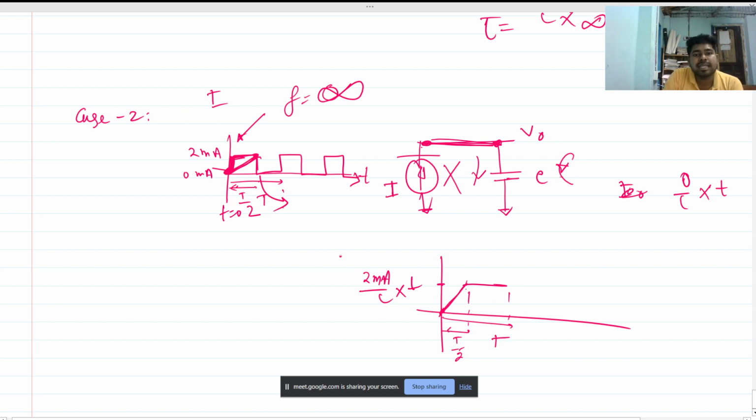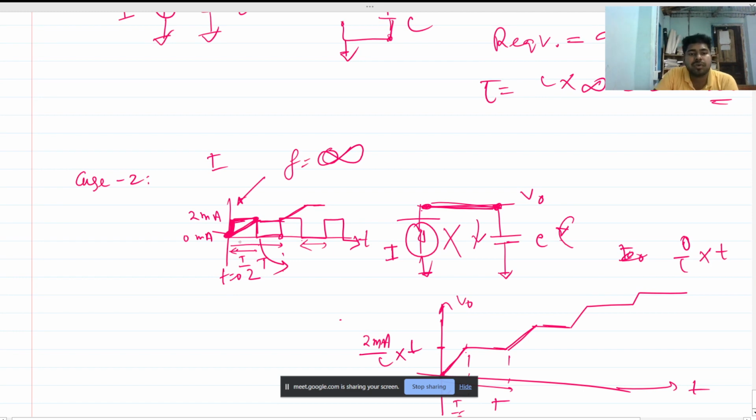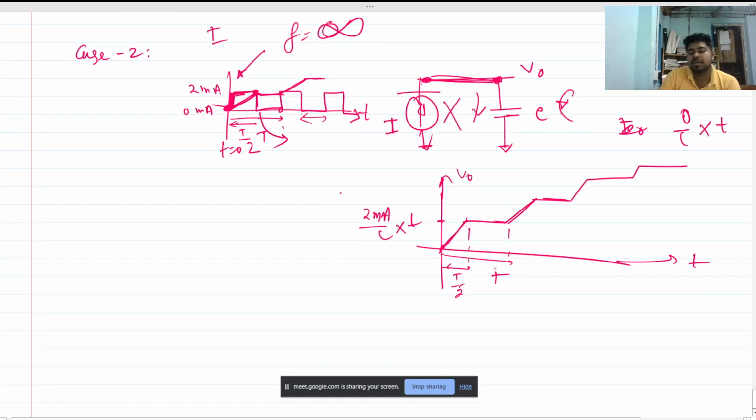For the second cycle, again the capacitor is charged in this fashion, up to that point. Again at this point the current source is open circuit, so it will hold its previous value. We can see that this waveform is called a staircase waveform. If we have a pulse waveform of current across only a capacitor, then the voltage across the capacitor will look like this, with this being ground.